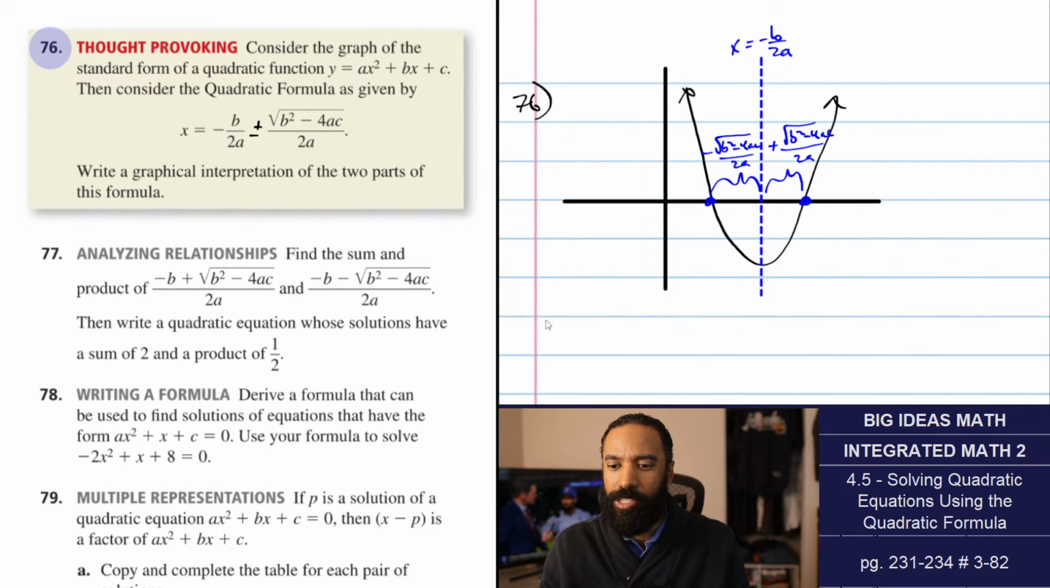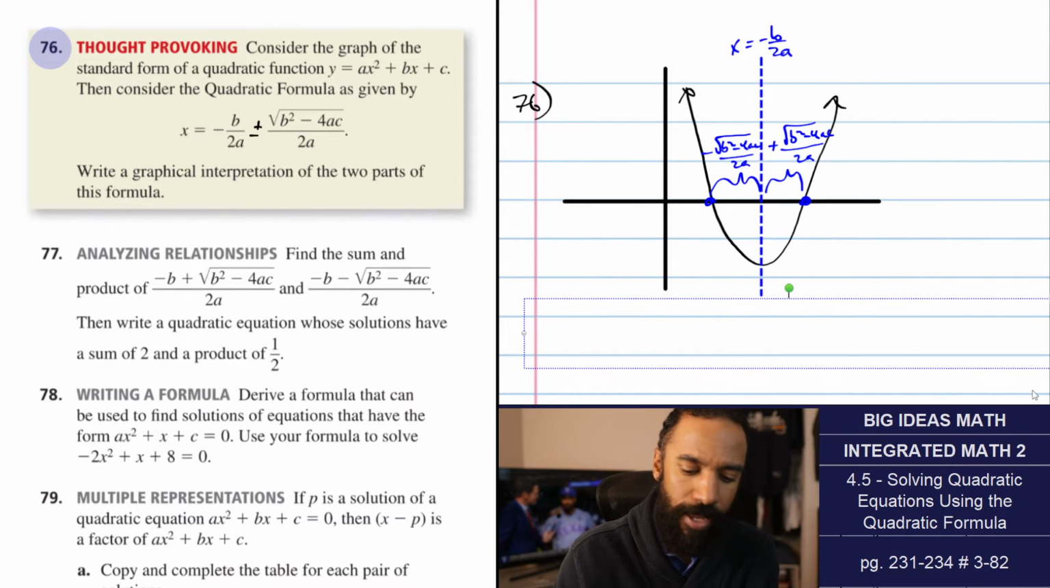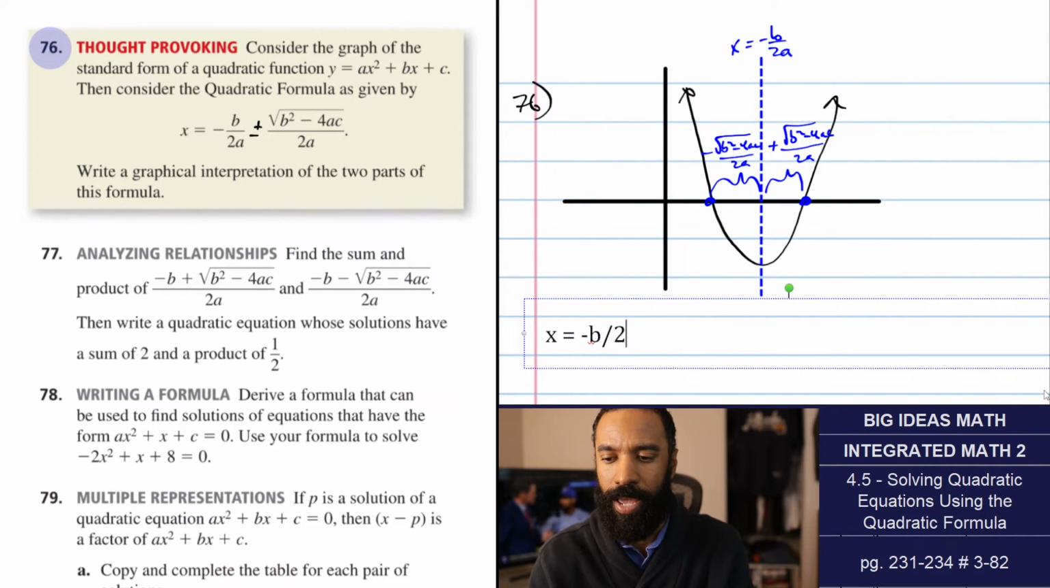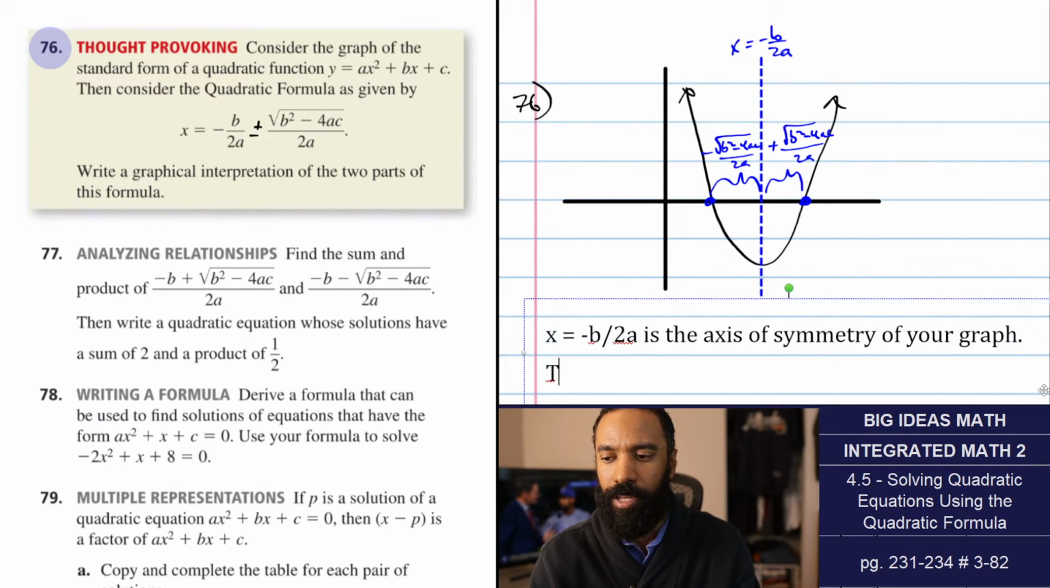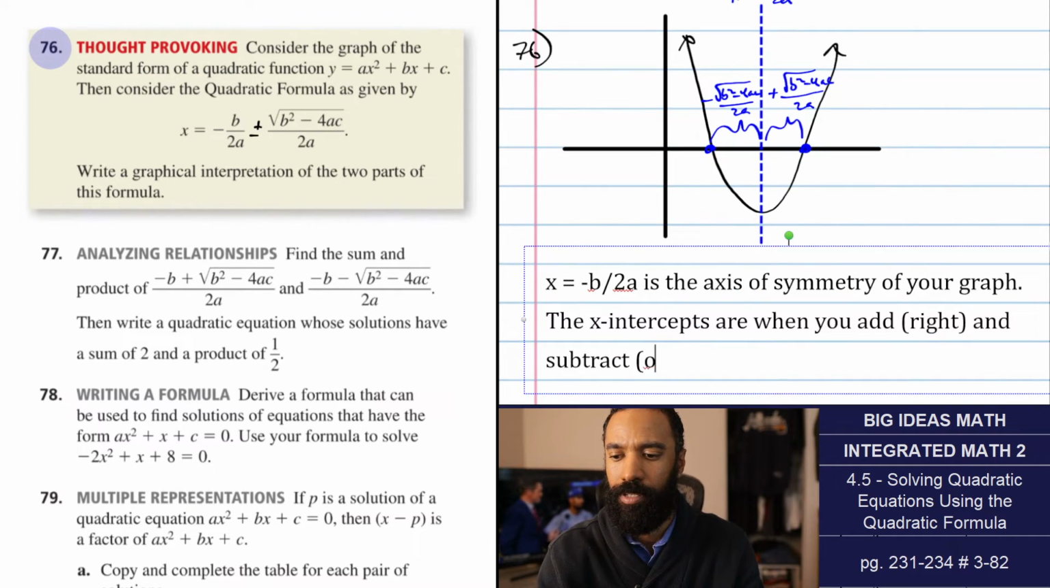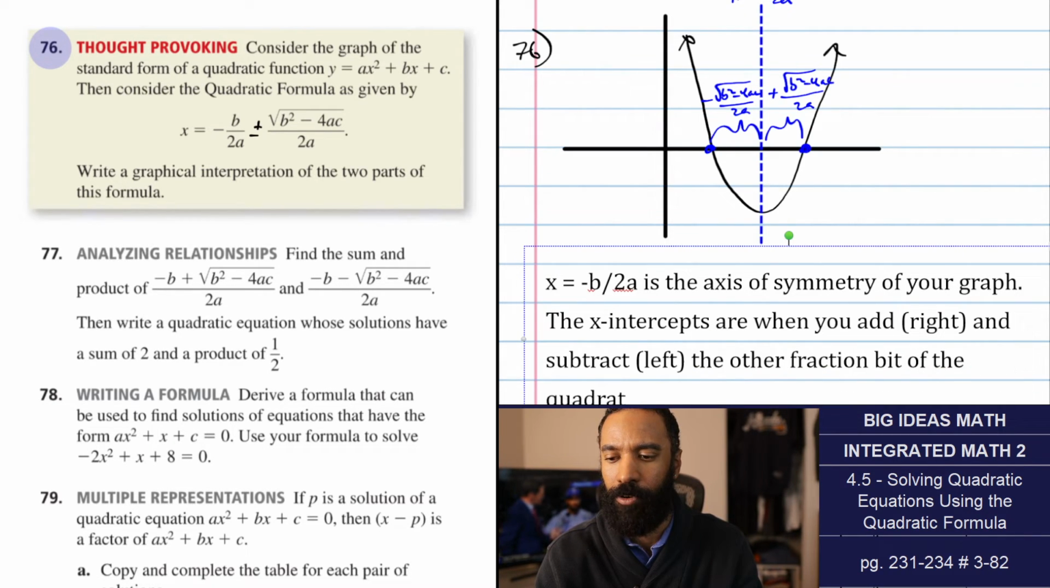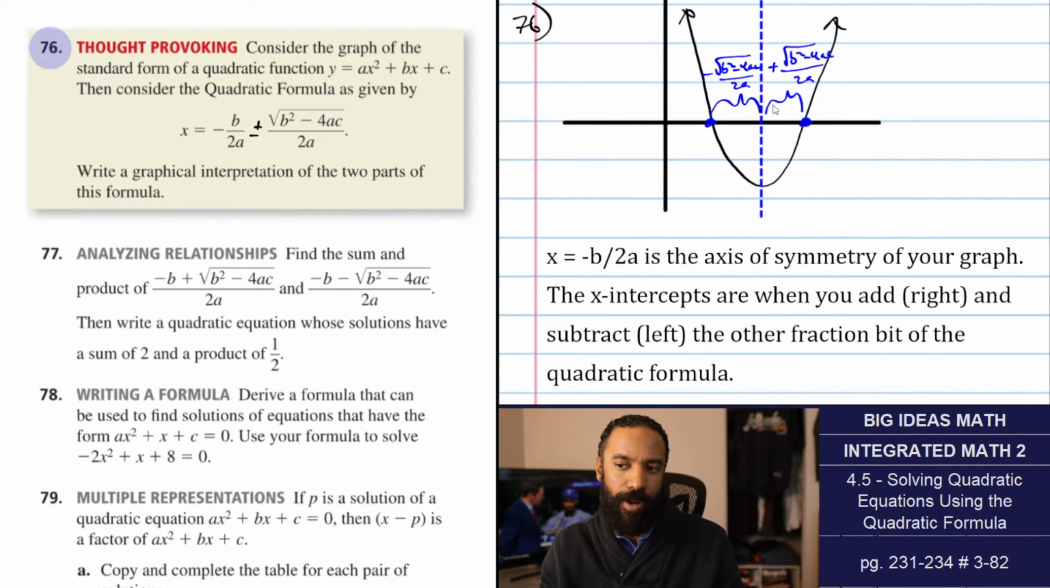So x equals negative b over 2a is the axis of symmetry of your graph. The x-intercepts are when you add to the right and subtract to the left the other fraction bit of the quadratic formula. So when you add and subtract those amounts, remember, they're equidistant, right? It's all about that symmetry, and that's where you get those x-intercepts.